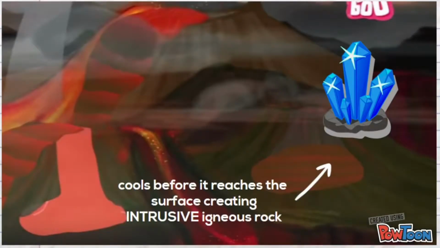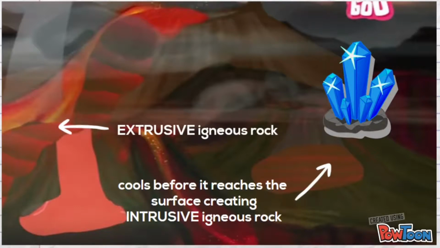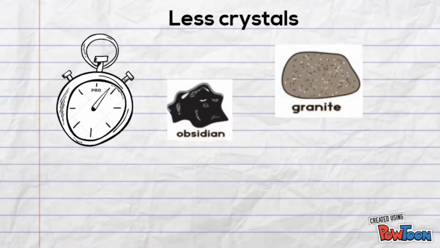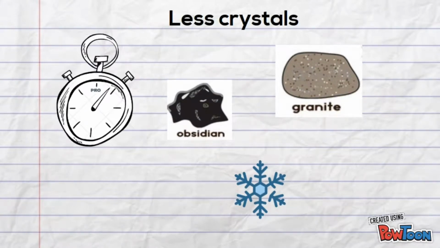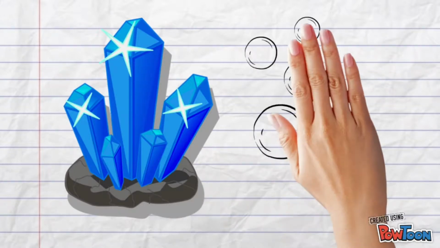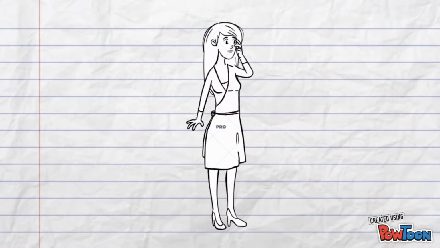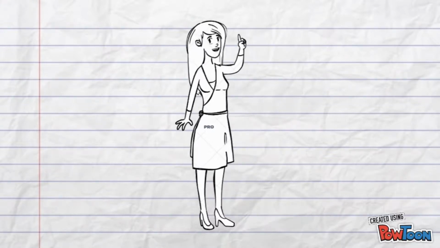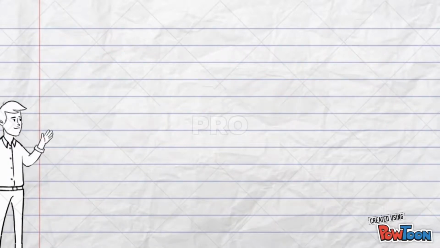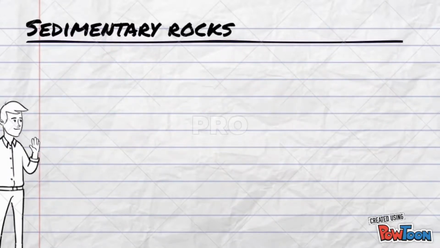However, if lava cools down outside on the Earth's surface, it cools down rapidly, forming an extrusive igneous rock, which has fewer crystals, since the rate at which an igneous rock cools down affects how many crystals and bubbles the igneous rock will have. So the key process of how igneous rocks are formed is melting and cooling of rock. Now, let's move on to sedimentary rock.